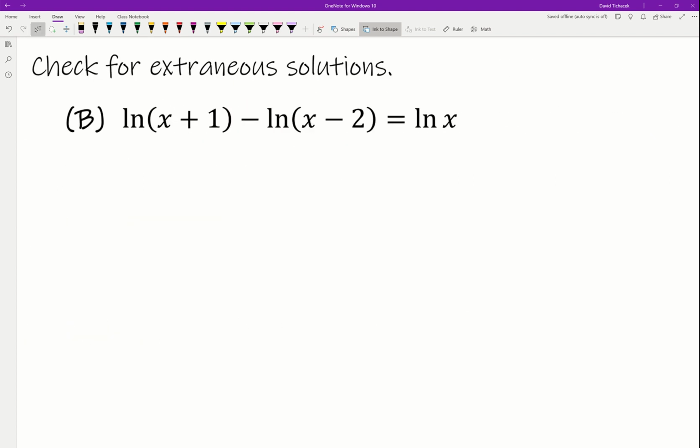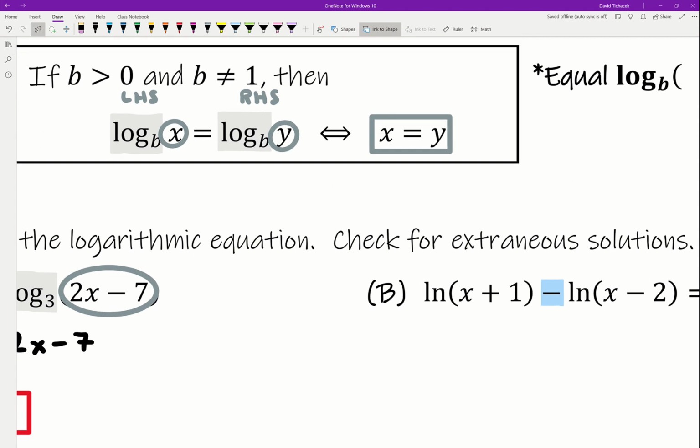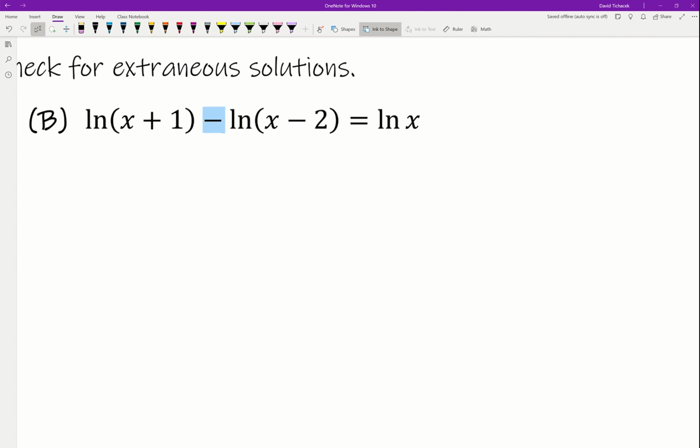For the next equation here, we have a couple of logs, and it looks like they all have the same base because they're all log base e, or the natural log. But it presents a little bit of an interesting dilemma because on the left-hand side we're subtracting 2 logs. And that's not quite the case that we had before. We had a single log on the left and a single log on the right. That was what allowed us to drop those logs. Here we don't have a single log on the left. We have 2 logs that are being subtracted. And so for this, we're going to need to do a little bit of brainstorming.